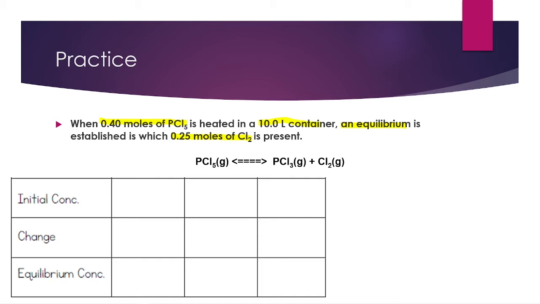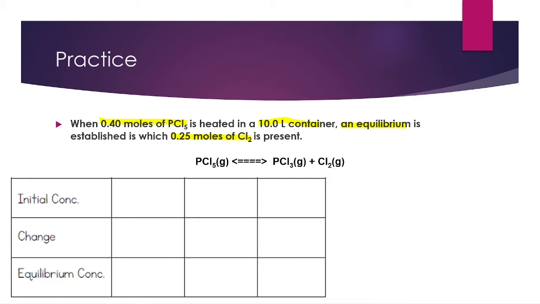Looking at our actual start, we have PCl5 is what we have at the start. We have 0.40 moles of that. We have none of this at the start. We're starting with our initial reactant, this 0.4 moles. We don't have any of this yet.